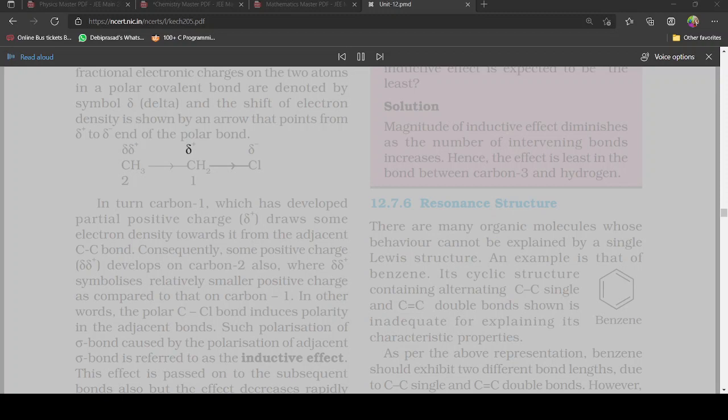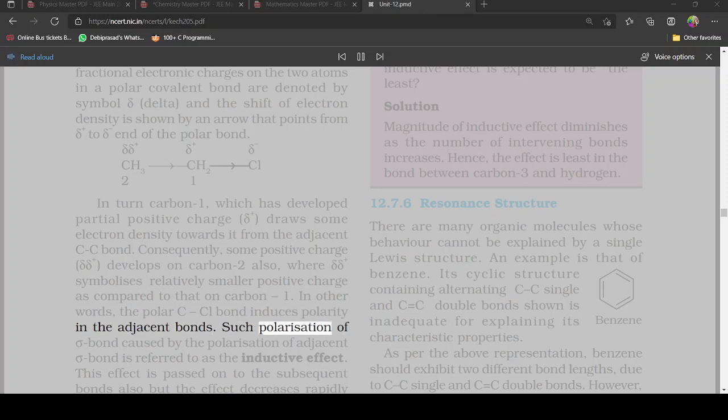In CH3CH2Cl, in turn carbon 1, which has developed partial positive charge, delta plus, draws some electron density towards it from the adjacent C-C bond. Consequently, some positive charge, delta delta plus, develops on carbon 2 also, where delta delta plus symbolizes relatively smaller positive charge as compared to that on carbon 1. In other words, the polar C-Cl bond induces polarity in the adjacent bonds.